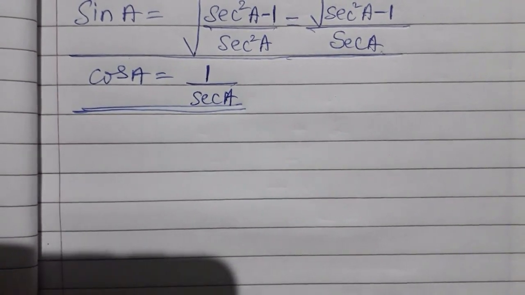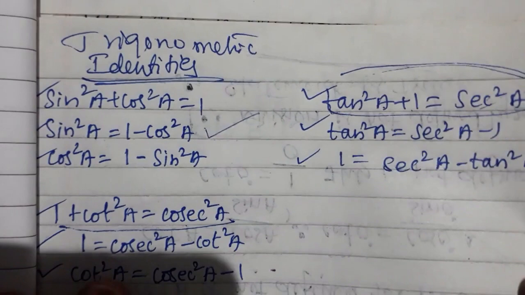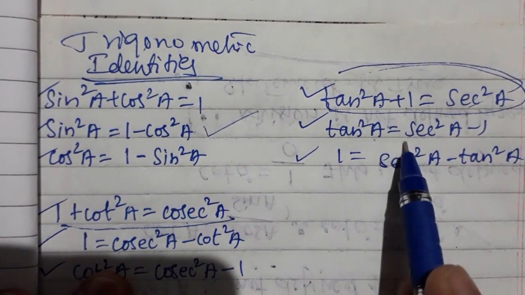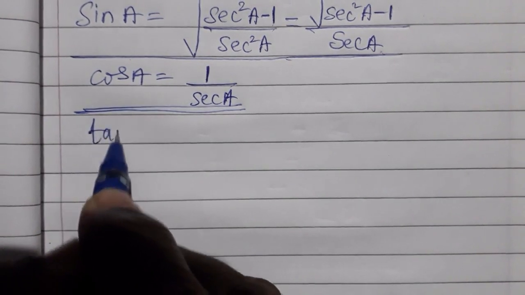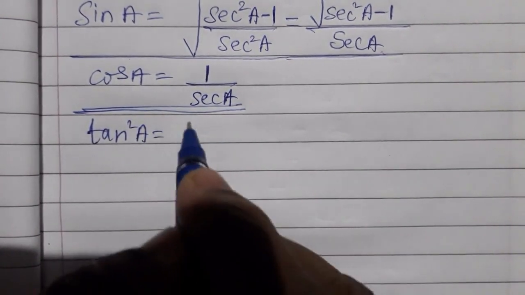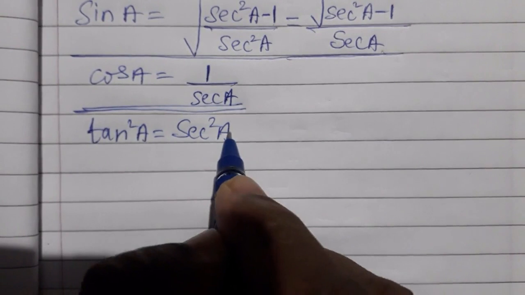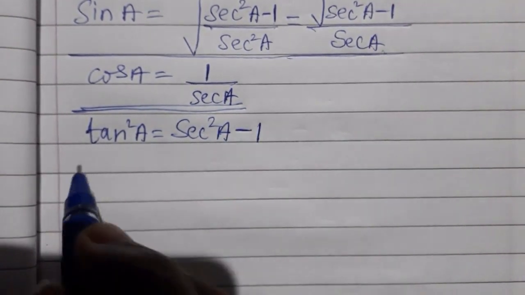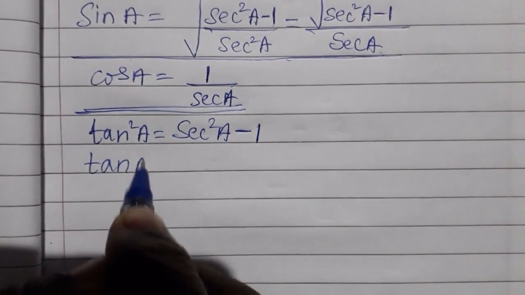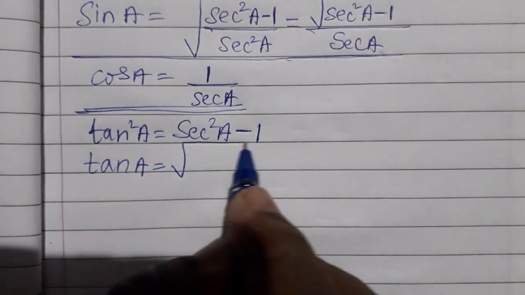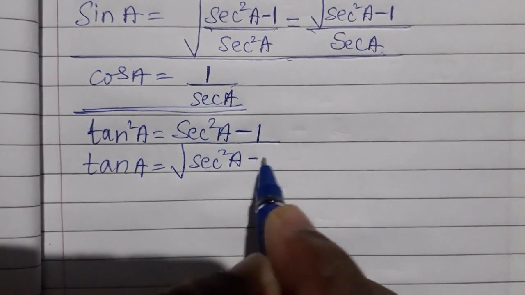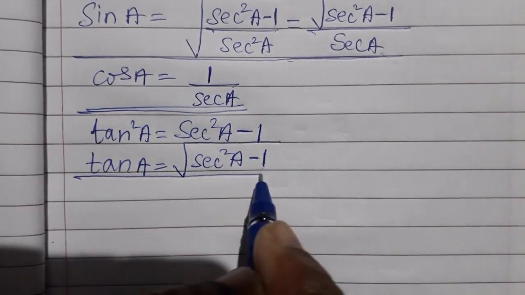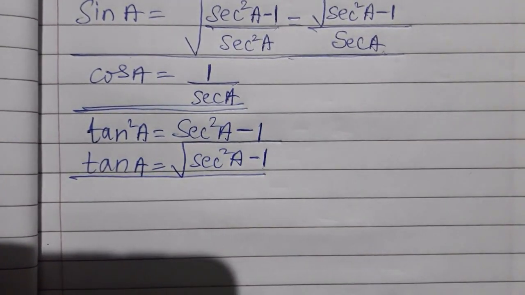Now we'll go for tan A. For tan, I am selecting one identity: tan square A is equal to secant square A minus 1. But I want only tan, so tan A will be equal to square root of secant square A minus 1. So I got tan A also in terms of secant A.